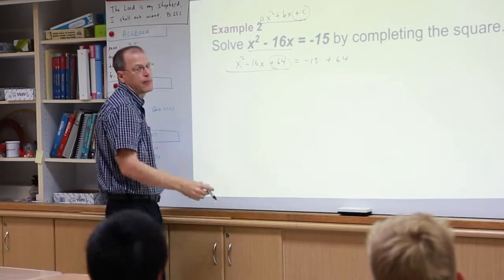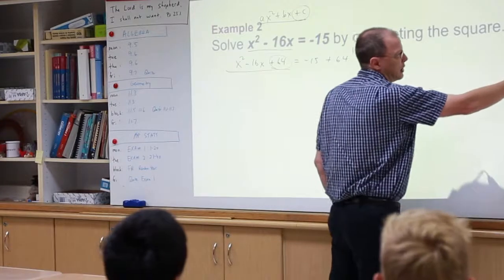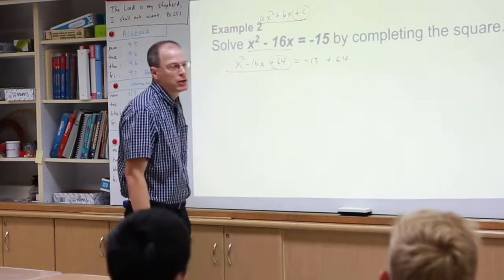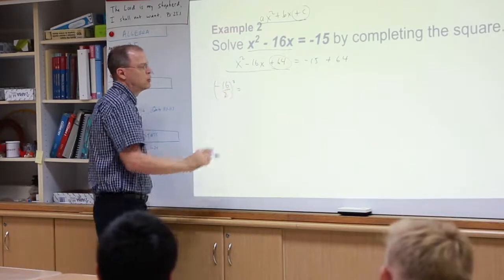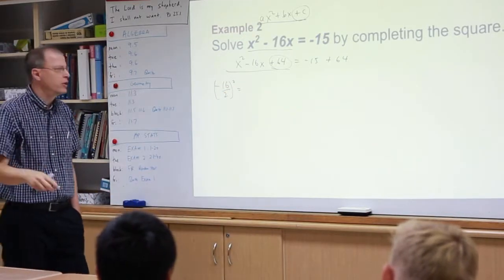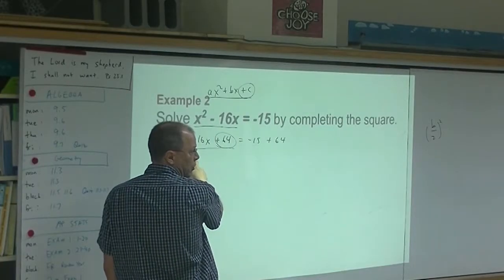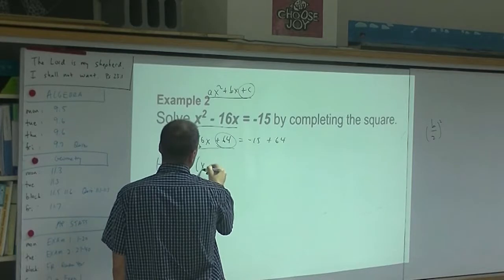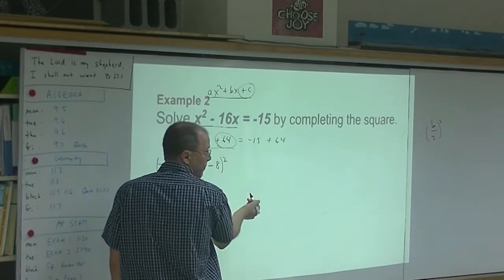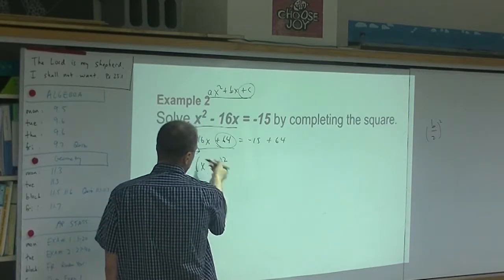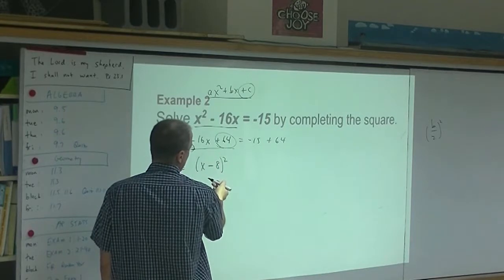How do you get 64? I did that thing, b over 2 squared, right? So yeah, negative 16 over 2 squared. So it would be negative 8 squared is 64. Okay, so I got this. Then I can factor this. This becomes x minus 8 squared. Right? We just did that before. This is from previous factoring trinomials.